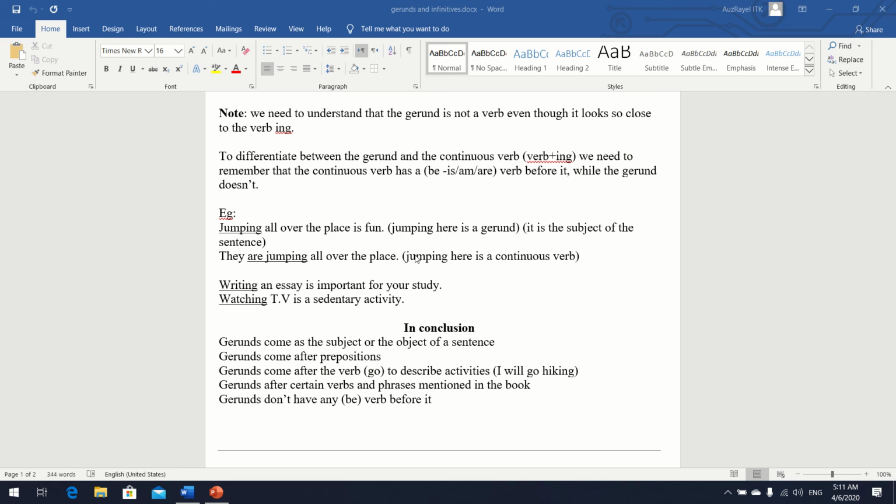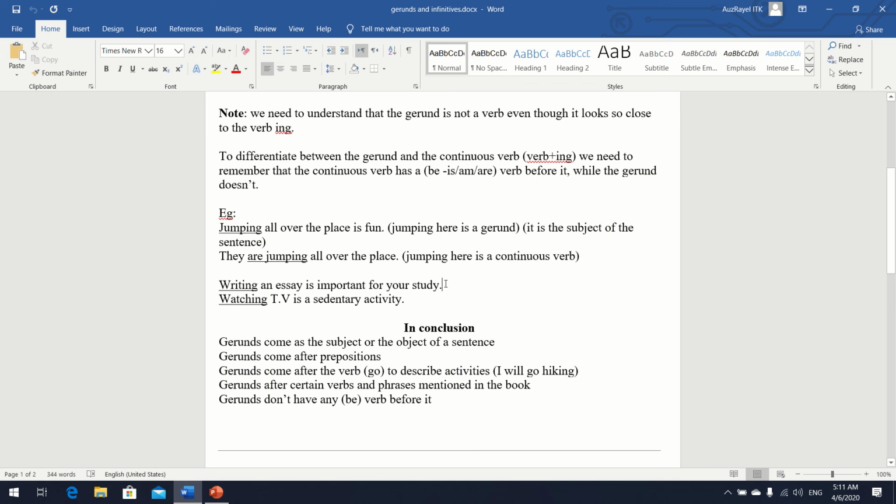They are jumping all over the place. Here, jumping is a verb ing, and the reason is that we have a be verb before it. They are jumping all over the place. That's how we differentiate between a gerund and the continuous verb. In the next sentences, we see examples for a gerund.